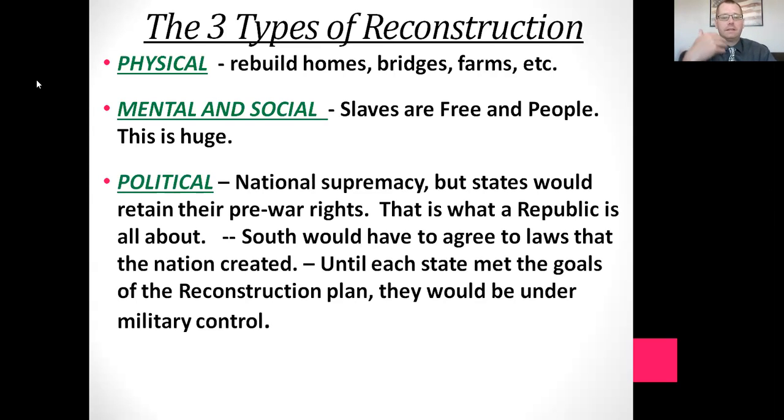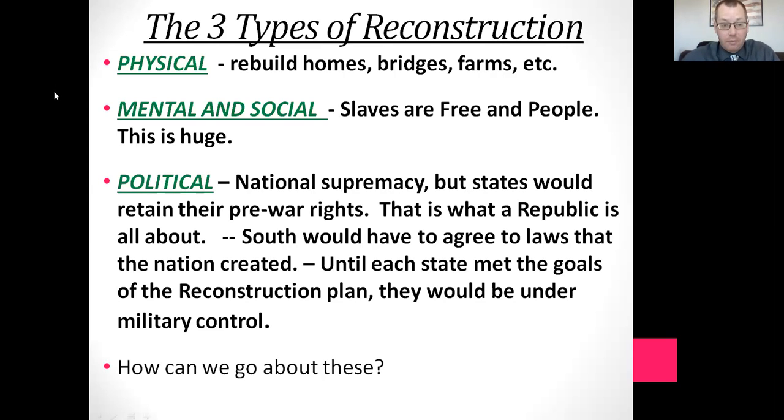The third part is the political. We said that we had the federal government and the state government. Well, now the federal government will be supreme. We still have arguments about that, but nothing like the point of slavery or going to war over after this, and that's a big deal.